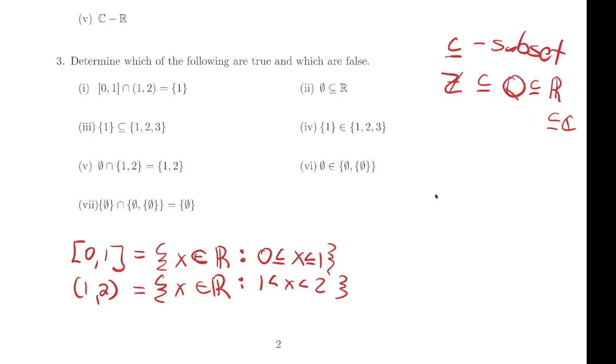So statement 1 is saying, what would I get if I took the intersection of these two sets? Would I get the element 1 back? You can give me a thumbs up or a thumbs down. Okay, so we got some thumbs down. That's right. This is not true because 1 is in here, but 1 is not in there. So this is a false statement.